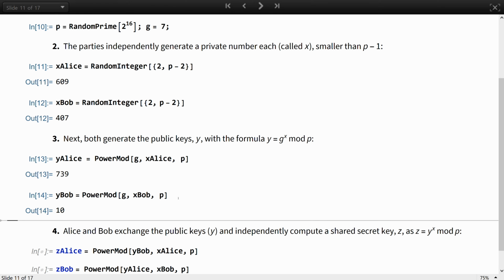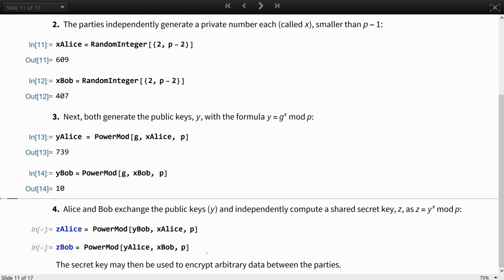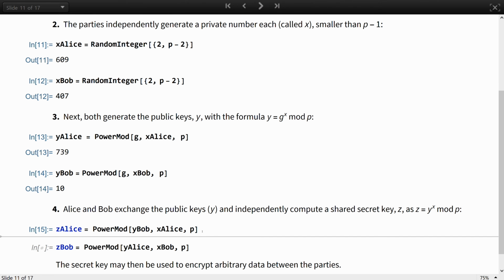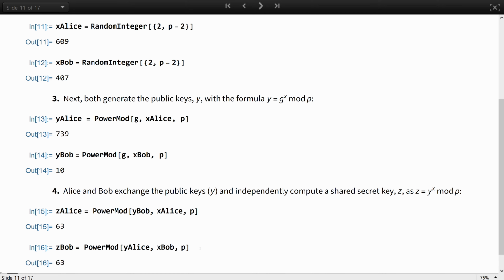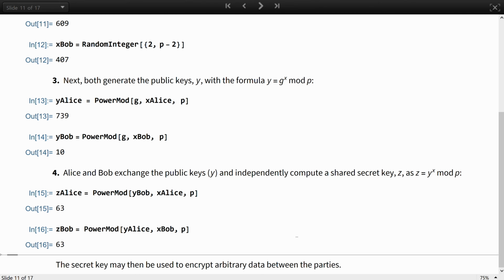Then, Alice and Bob exchange the public keys y and each independently compute a shared secret key zeta, where zeta equals y to the power of x modulo p. So Alice computes this, and Bob computes the same number. This secret key may then be used as the key for symmetric encryption, for example AES, to encrypt arbitrary data between the parties.